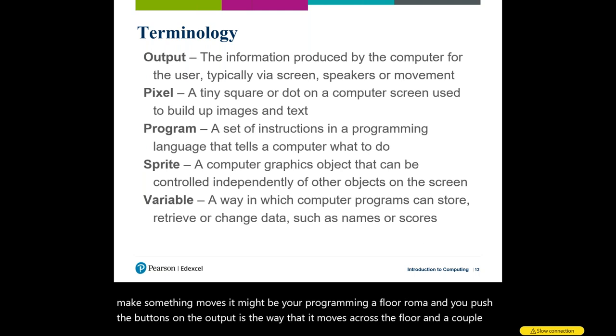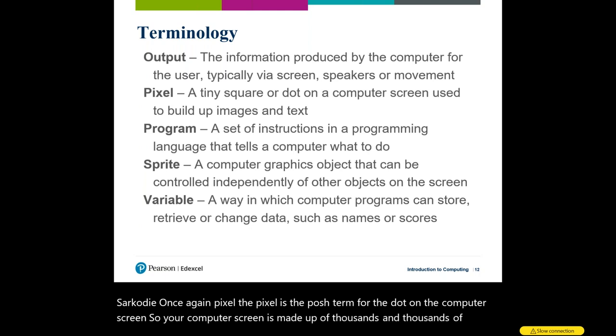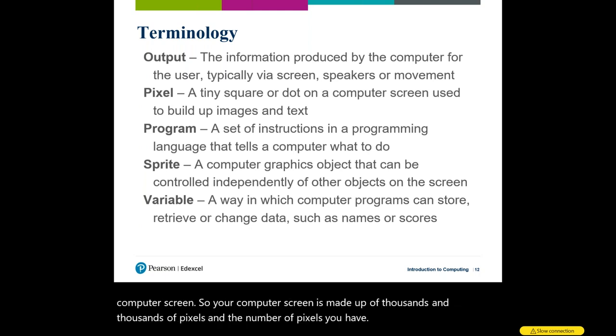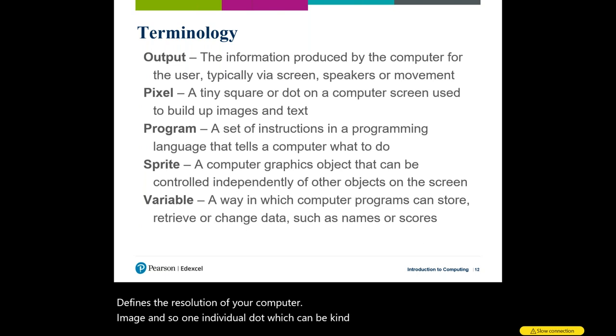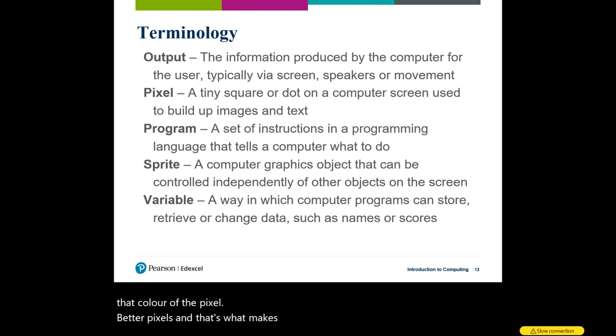Pixel, the pixel is the posh term for the dot on a computer screen. So your computer screen is made up of thousands and thousands of pixels, and the number of pixels you have defines the resolution of your computer image, and so one individual dot, which can be kind of any color, you can change that color of the pixel. They're the pixels, and that's what makes up your JPEG on the screen, or your picture on the screen, or the image you're watching now is made up of pixels.